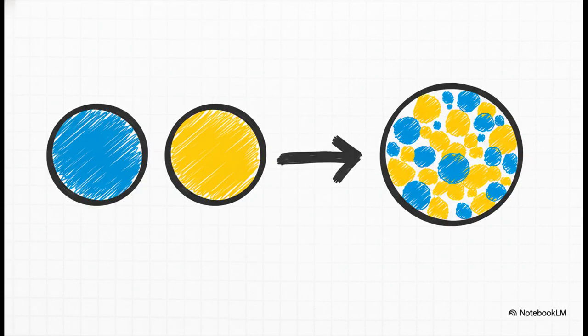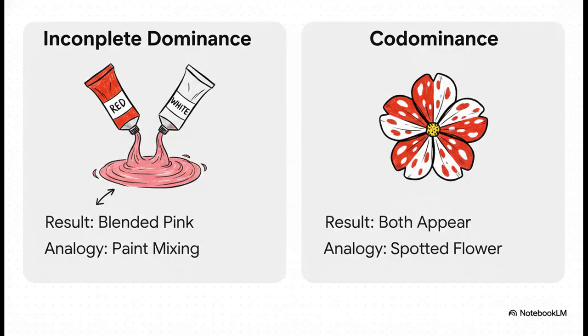Next up is codominance. Now, this sounds a lot like the last one, but there's a huge difference. Instead of blending together to make something new, with codominance, both alleles show up, fully and equally. There's no mixing, just them showing up to the party side by side. So here's an easy way to think about it. Incomplete dominance is like mixing red paint and white paint to get pink. You've created a new blended color. Codominance, on the other hand, is like taking that red paint and white paint and making a red and white spotted flower. Both original colors are still there, totally distinct and visible.